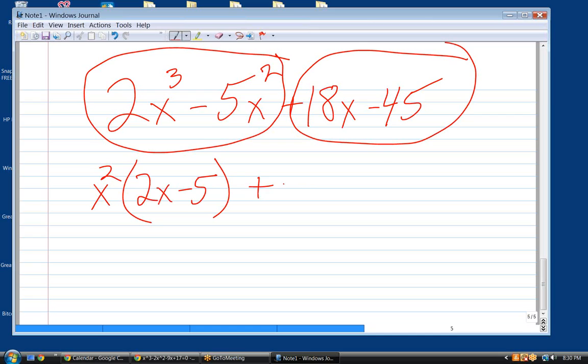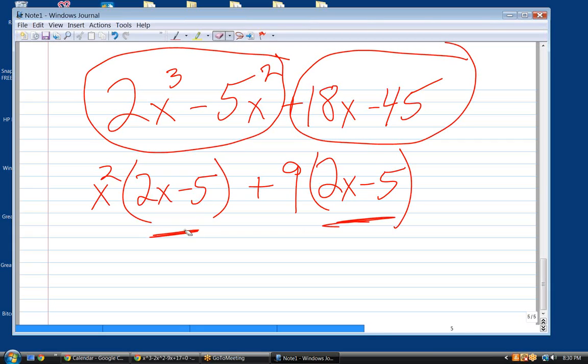And what can you factor out of this group? 9, leaving 2x minus 5. It's critical because these two things have to be the same for me to be able to now factor that out as a binomial. If this was 2x minus 4, I'd be nowhere. I couldn't do anything more.